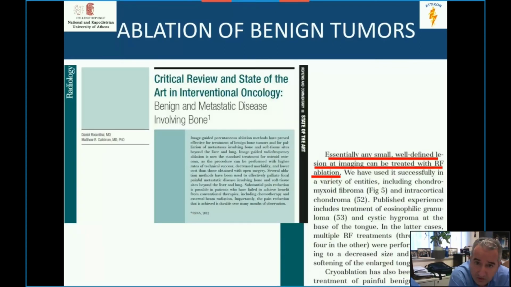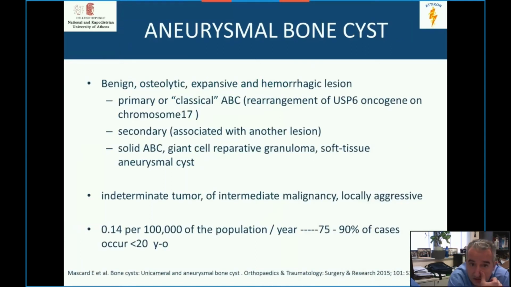Moving on from osteoblastomas to benign tumors, I will quote the writings of a review paper from 2012 by Daniel Rosenthal and Matt Karlstrom. In this paper published in Radiology, both authors are saying that essentially any small, well-defined lesion at imaging can be treated with radiofrequency ablation. We can use percutaneous ablation, and that will include radiofrequency, micro, cryo, and laser for all kinds of benign lesions, starting with aneurysmal bone cysts.